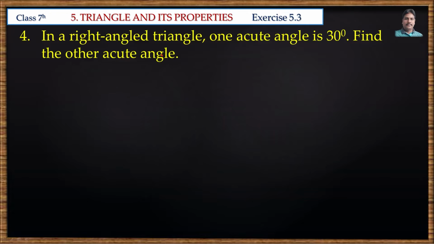ఒక రైట్ యాంగిల్ ట్రయాంగిల్లో మిగతా రెండు అక్యూట్ యాంగిల్స్ ఉంటాయి. అందులో ఒకటి 30 degrees అయితే ఇంకొక అక్యూట్ యాంగిల్ ఏంటో ఫైండ్ అవుట్ చేయమన్నాడు. Let us solve this one.